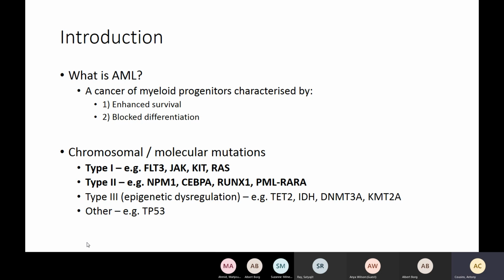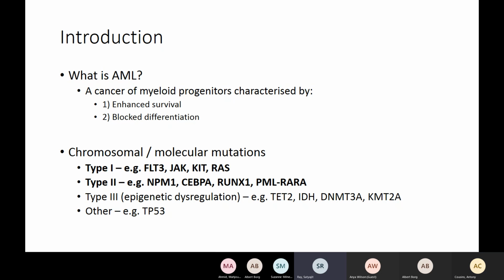And you can also get mutations in other genes that are just globally important for good DNA health. For example, TP53 mutation stops one of the major ways in which your cells will sense damage to DNA, and will therefore encourage the accumulation of more and more genetic changes and a more and more pathogenic AML clone. That all clear so far?